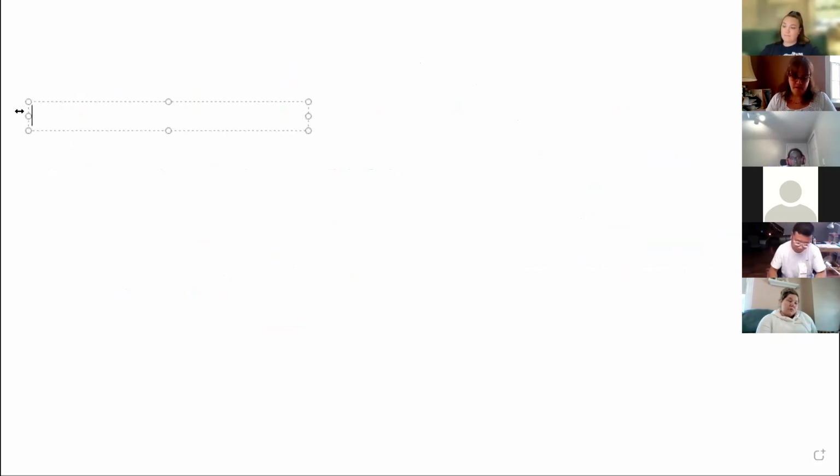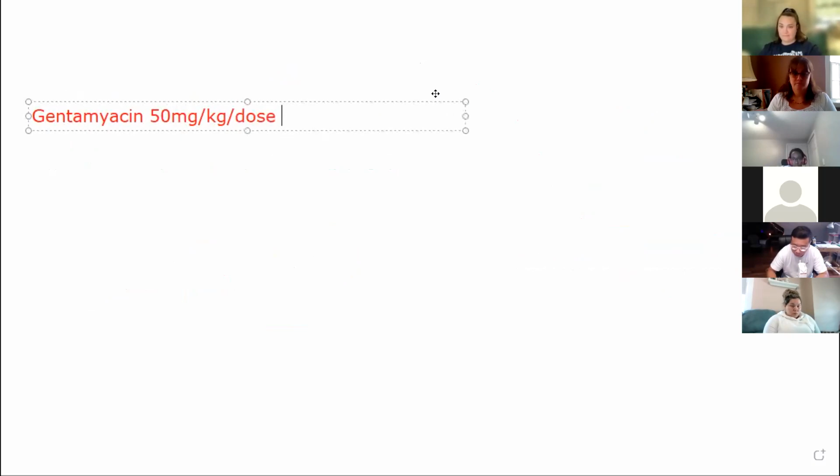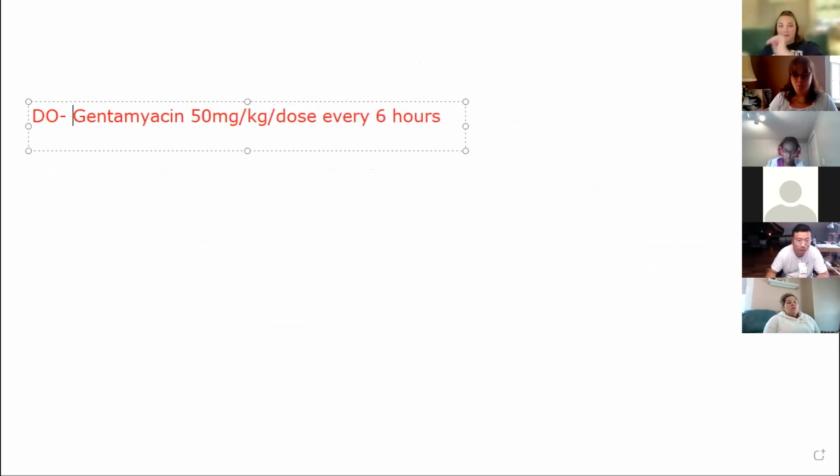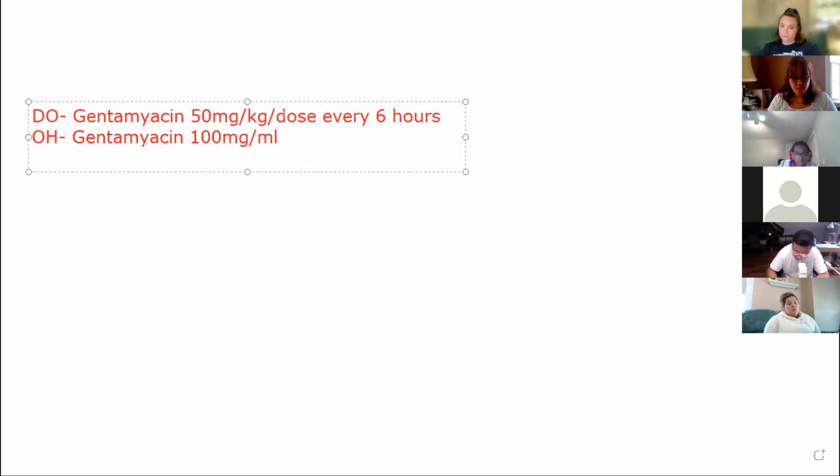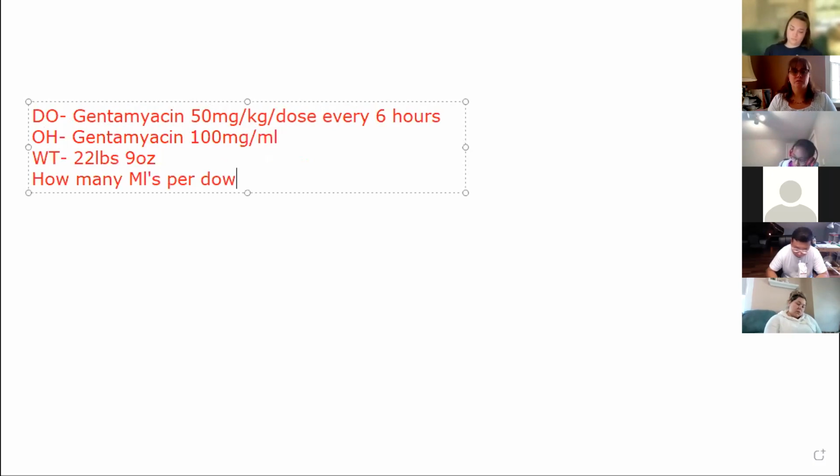So, doctor orders. Let me see, I'll make this up. Gentamicin, 50 milligrams per kilogram per dose, every some hours. So this is the doctor order. On hand, we have the medication. The patient's weight is 22 pounds, 9 ounces. How many mLs per dose will you administer?